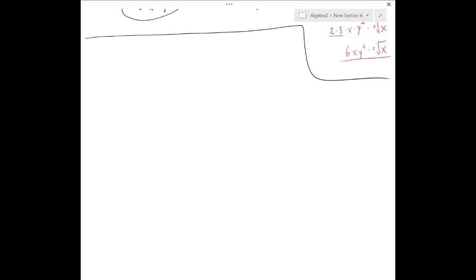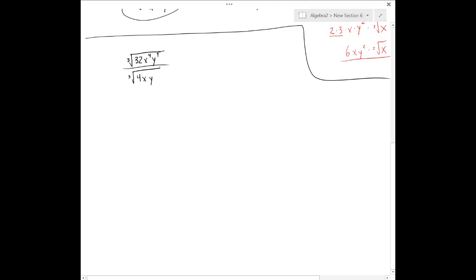So let's do something like this. The cube root of 32 x to the 4th y to the 9. Let's do something large, like 9. Divided by the cube root of something maybe like 4x, probably y, just y.